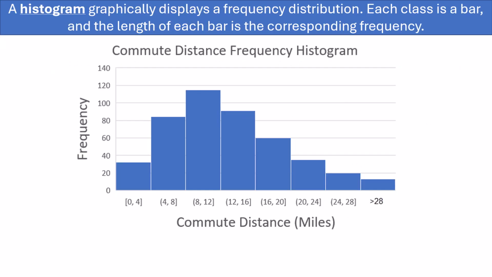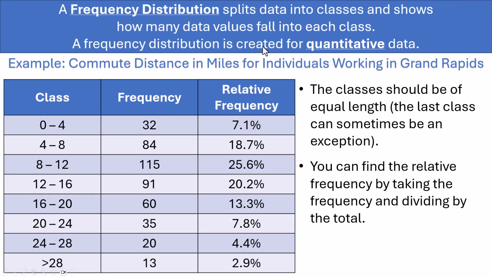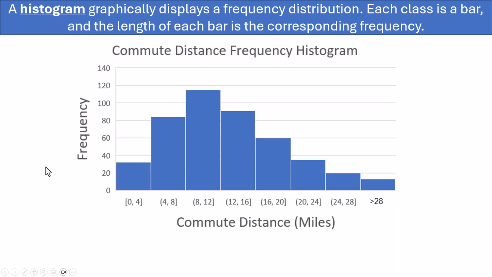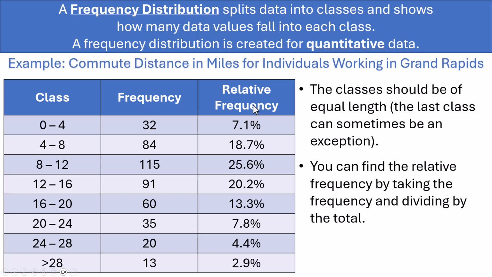A histogram is going to graphically display a frequency distribution. Each class is going to turn into a bar, and the length of each bar is going to be the corresponding frequency. So looking back at our frequency distribution, now each class, 0 to 4, 4 to 8, etc., is going to be represented by a bar on our histogram. And the length of the bar is going to be represented by the frequency, or we could also use the relative frequency.